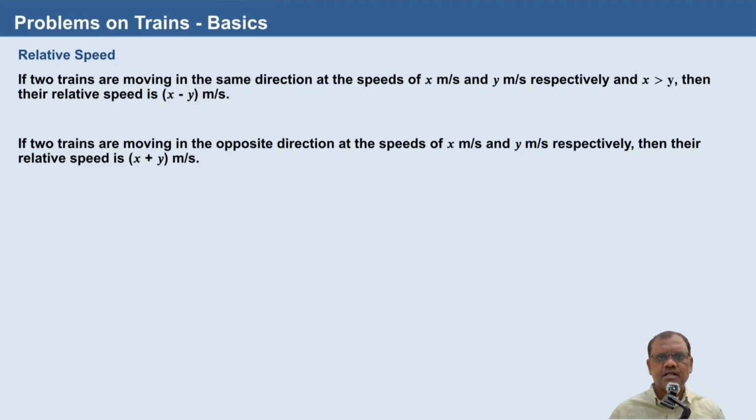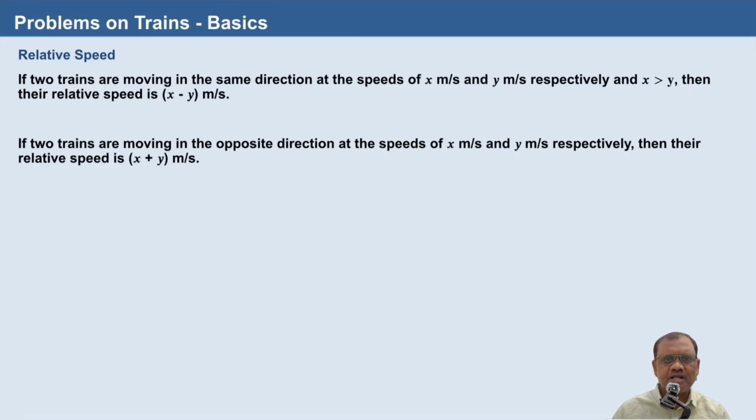First of all, let us see the basics of this concept of trains. Relative speed. We have already seen relative speed in time, speed and distance. If two trains are moving in the same direction at speeds x meters per second and y meters per second respectively, and x is greater than y, then their relative speed is x minus y meters per second. So when the trains are moving in the same direction, the difference of the speeds is the relative speed.